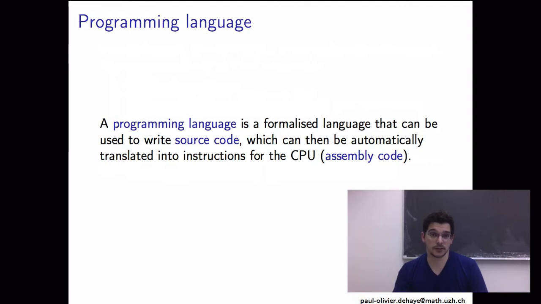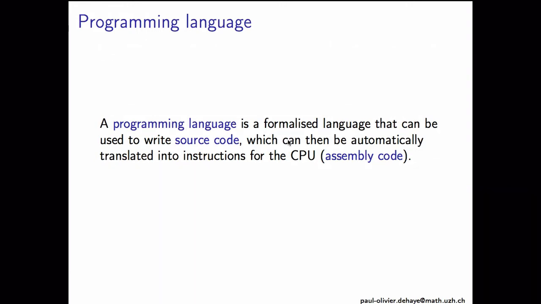So the next question is, what is a programming language? Well, a programming language is a formalized language that can be used to write source code. And the particular property of source code, I still need to define that, is that source code can be automatically translated into instructions for the CPU. And I remind you that instructions to the CPU are written in assembly code.